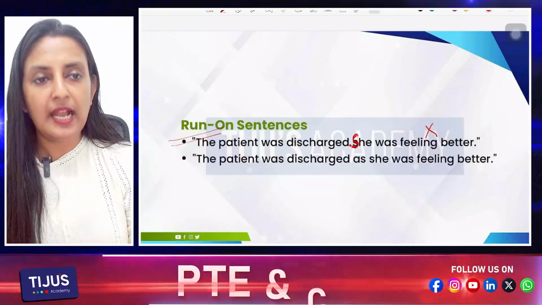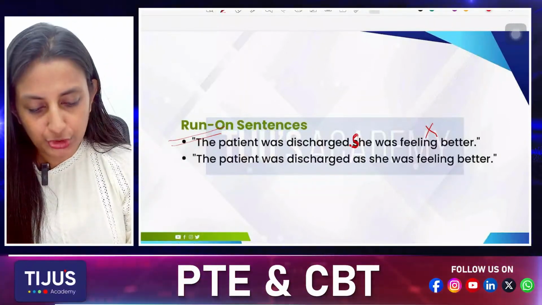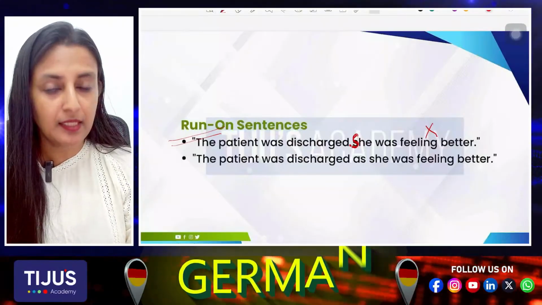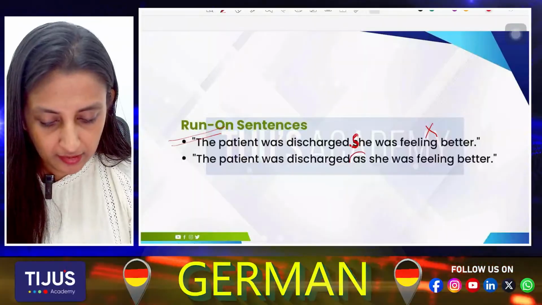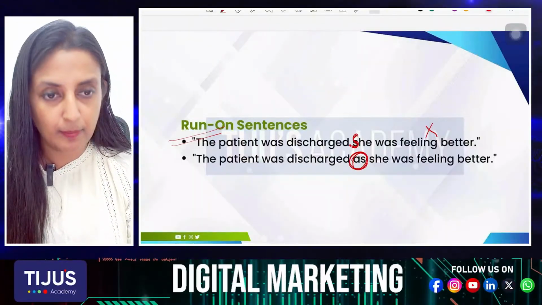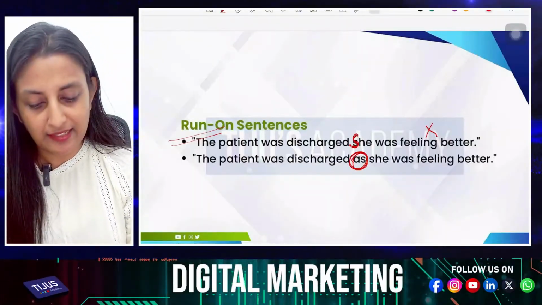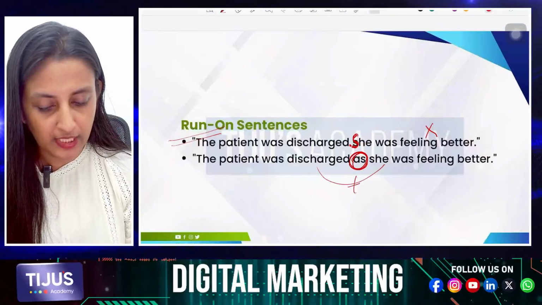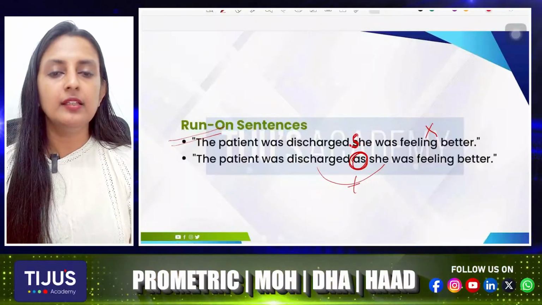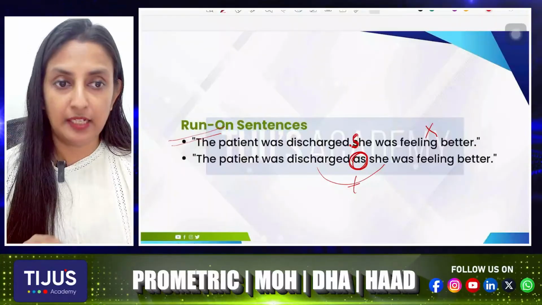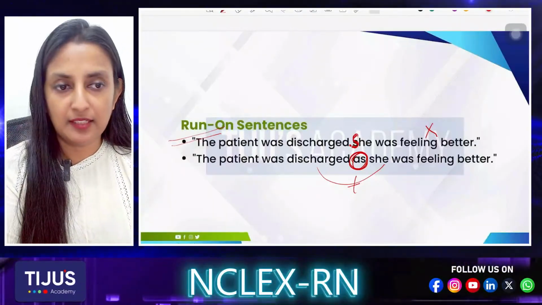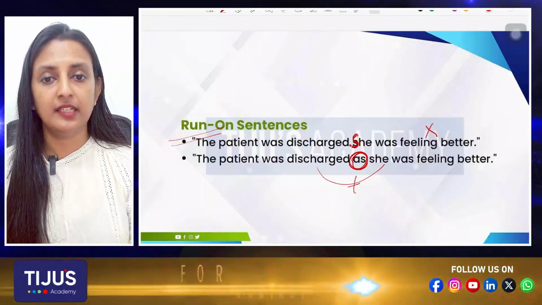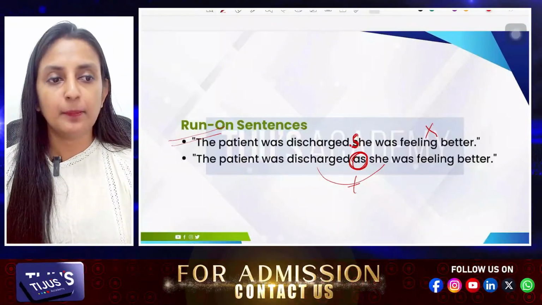So either you can put a full stop and "she was feeling better" can be considered as a second sentence, or you can connect it with a connector. Here I used a connector, "as", to join these two sentences. Either you can put a full stop and make it a separate sentence, or you can use a connector so that it can convey the proper meaning.